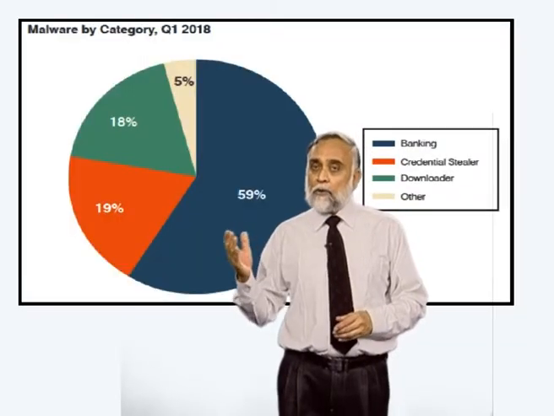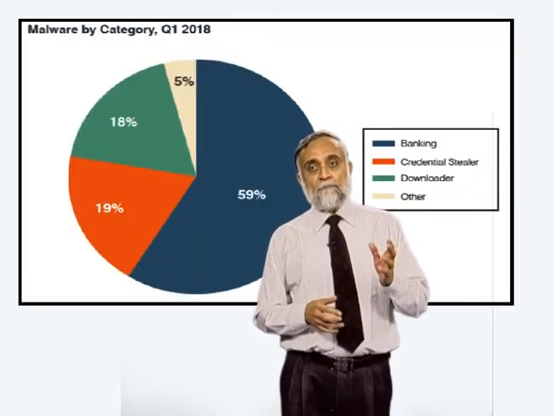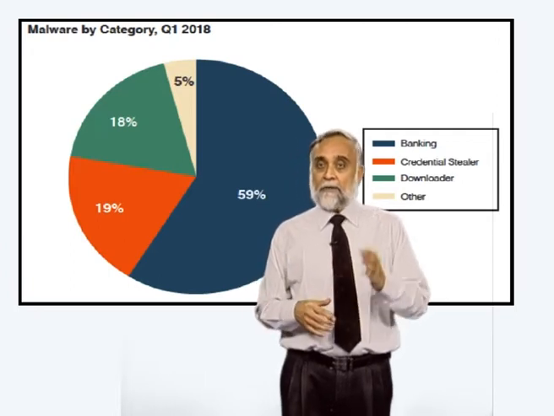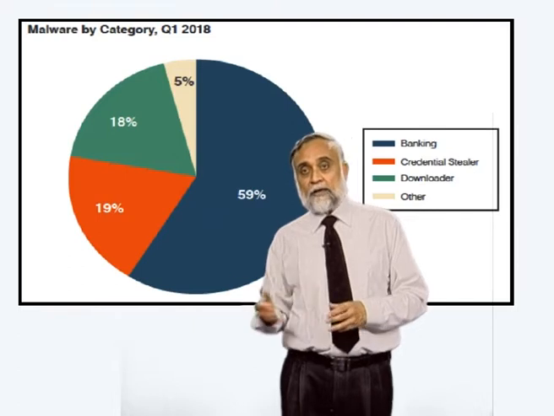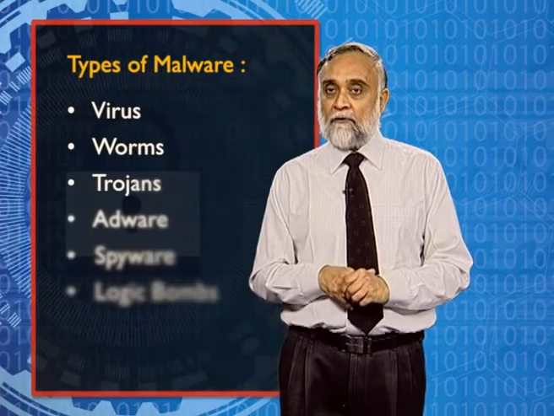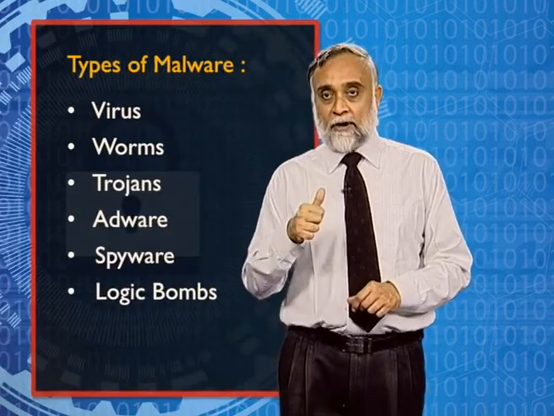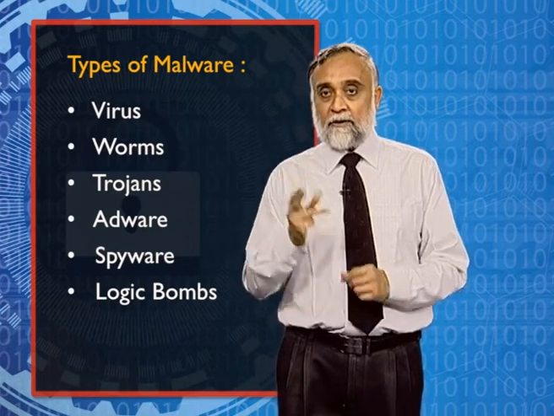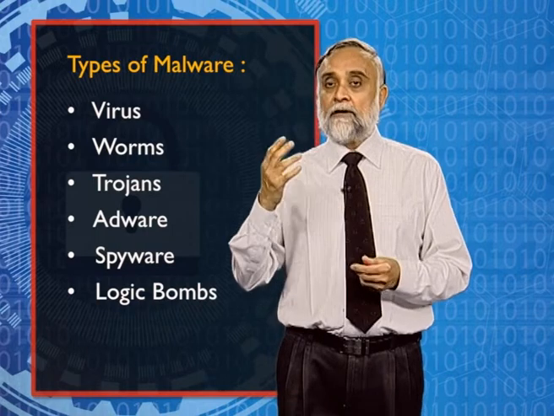It is one of the oldest attack vectors and can be used for a variety of purposes, from stealing data, taking remote access, or to even carry out sabotage and espionage. Types of malware include virus, worms, trojans, adware, spyware, and logic bombs.